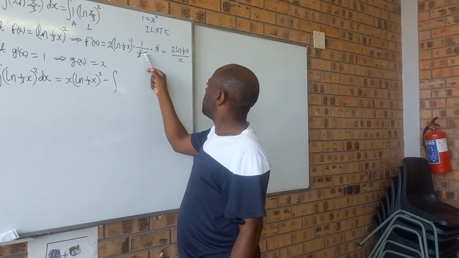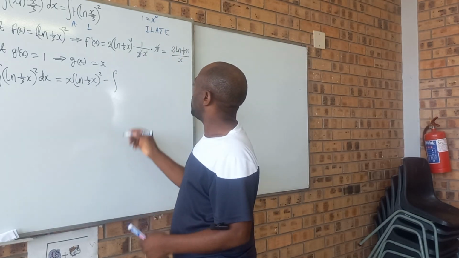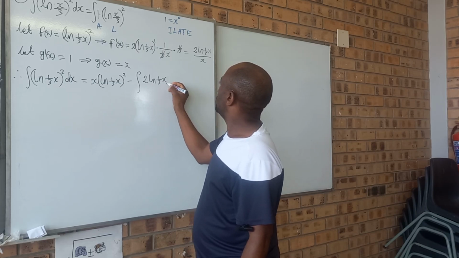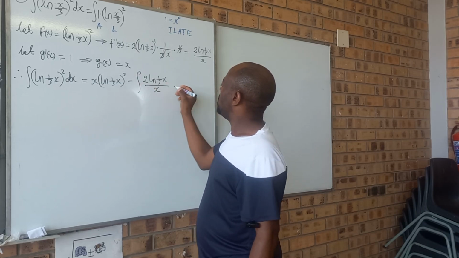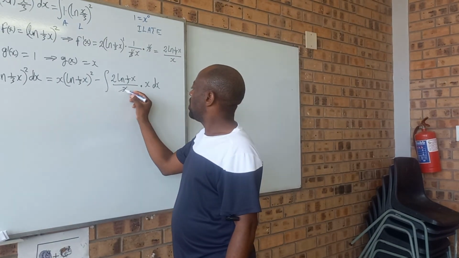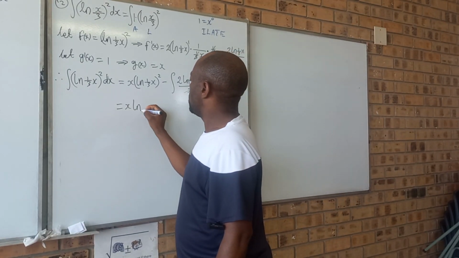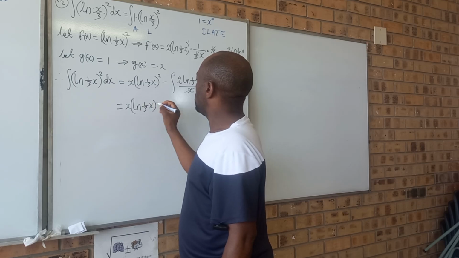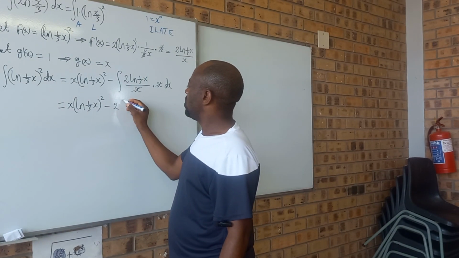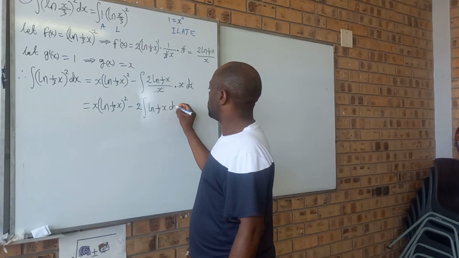Our f prime, we've simplified it until it looks like that. Then this is our g. So let me just capture them here. My f prime is 2 ln(1/3 x) over x. My g is x dx. So putting it like this, x will take care of itself. So what we are left with is x (ln(1/3 x))^2 minus 2, using 2 as a constant so it can go out, the integral of again ln(1/3 x).